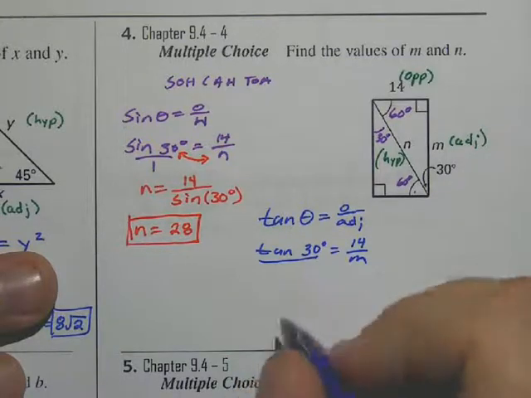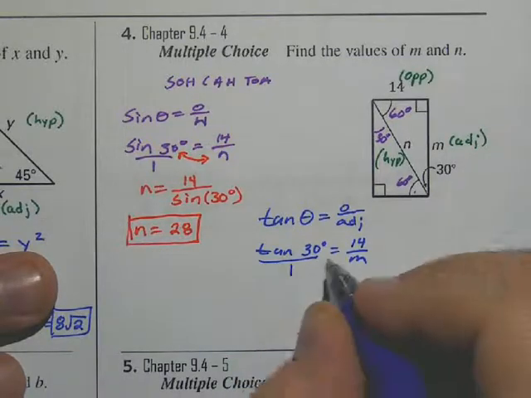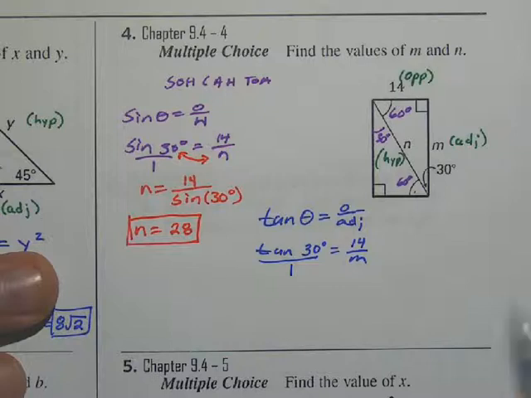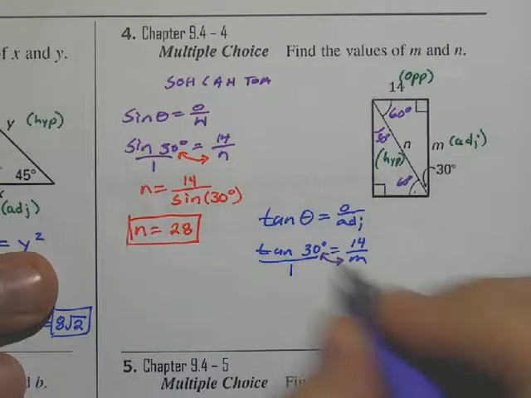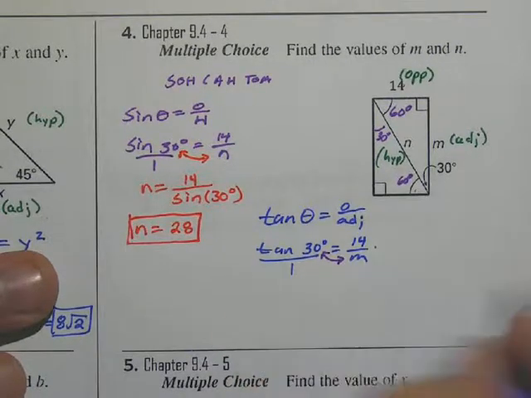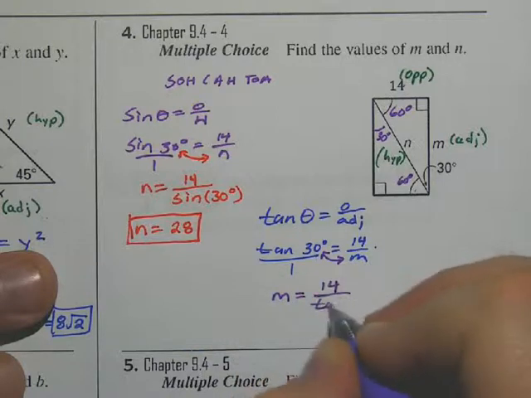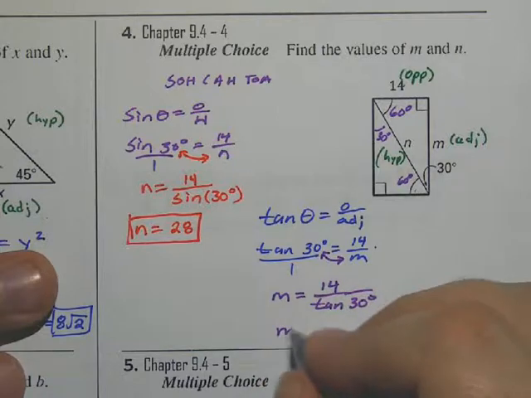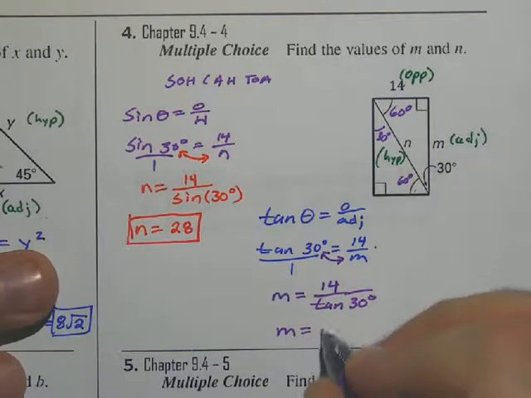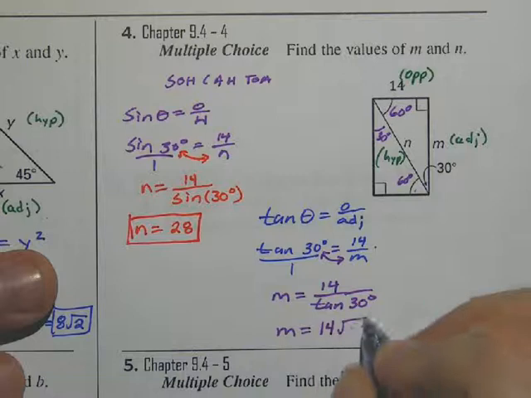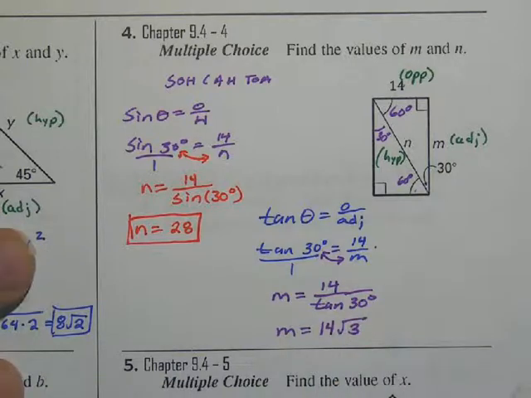Once again, I can see that I'm going to switch these the same way I did up there, these two right here. If I multiply by M and divide by tan 30, I'm going to end up getting M equals 14 over tan 30 degrees. Okay, and that means that M is equal to, after I put it in my calculator, 14 square roots of 3. All right.